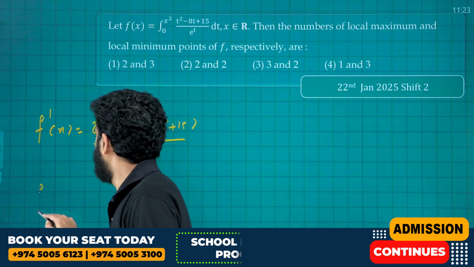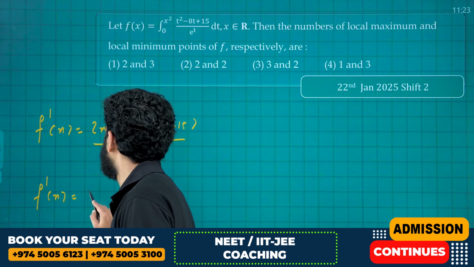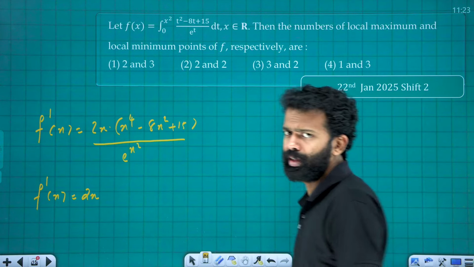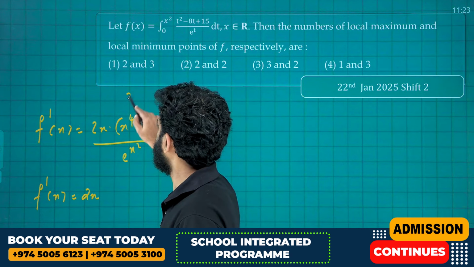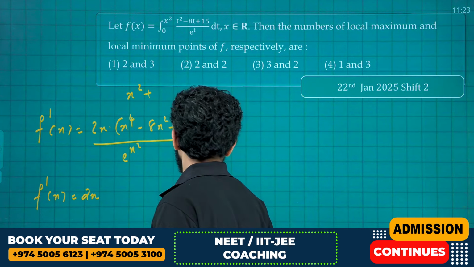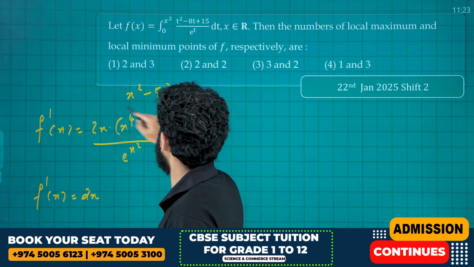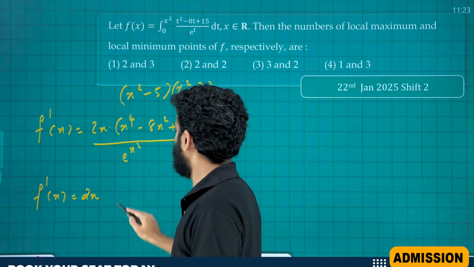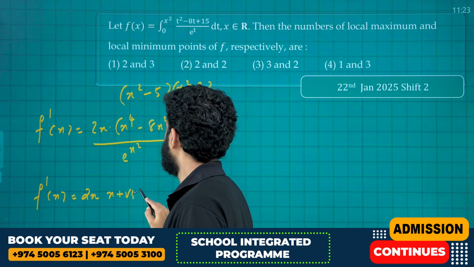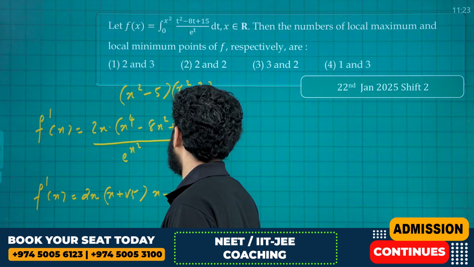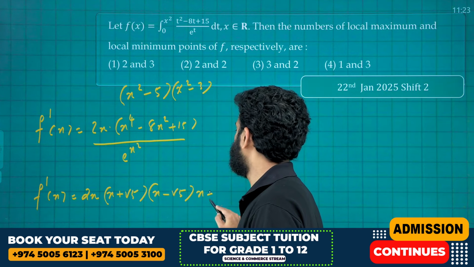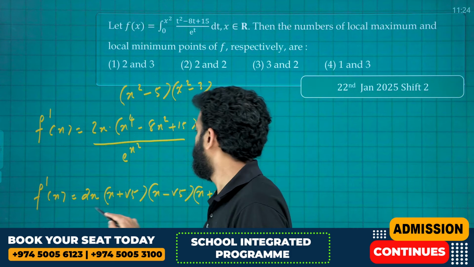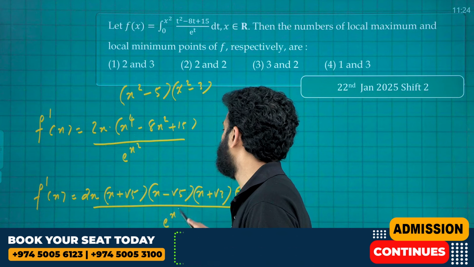Therefore f dash of x is equal to 2x into (x raised to 4 minus 8x square plus 15) can be factorized, right? It can be factorized as (x square minus 5) into (x square minus 3), and that can be further factorized as (x plus root 5)(x minus root 5)(x plus root 3)(x minus root 3) divided by e raised to x square.